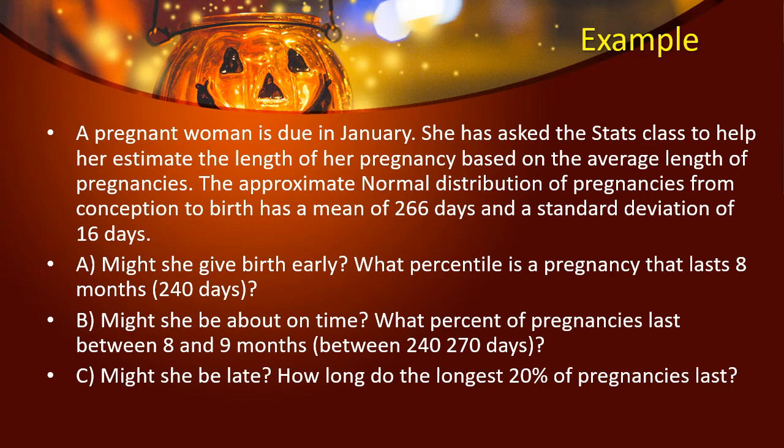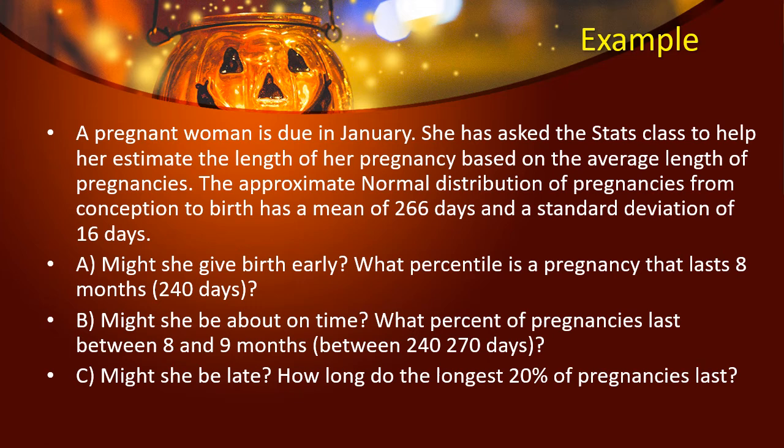So let's try an example of this. This was actually the first statistics teacher at Holy Names did this for me when I was pregnant, so she actually wrote this problem about me, which I love. A pregnant woman is due in January. She has asked the stats class to help her estimate the length of her pregnancy based on the average length of pregnancies. The approximate normal distribution of pregnancies from conception to birth has a mean of 266 days and a standard deviation of 16.